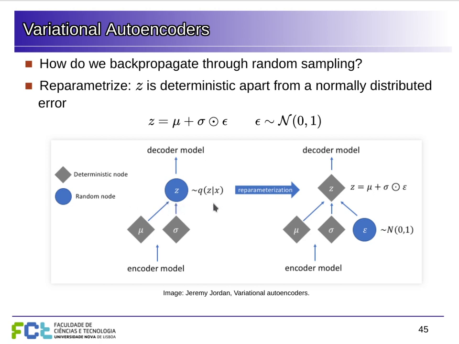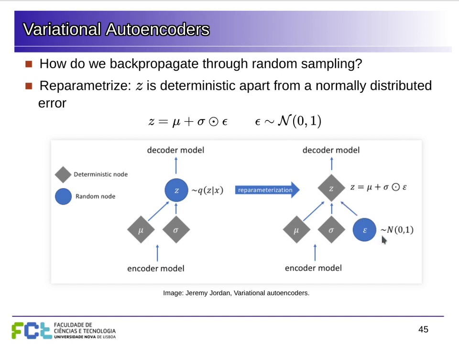So we do this reparameterization trick. We have the encoder that is giving us the mean and the standard deviation, and the input for the decoder is the mean plus the standard deviation multiplied by a random variable, a random value drawn from a normal distribution with 0 mean and 1 standard deviation.